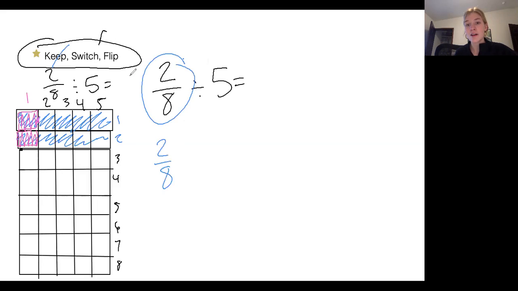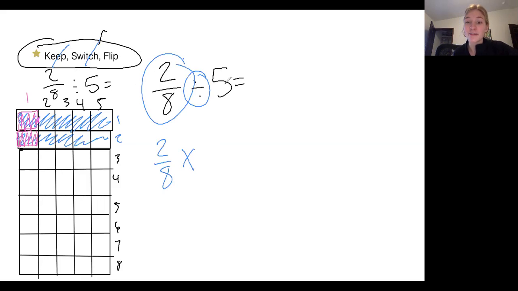All right, now I need to switch something. Well, what's next? I've got my division symbol. I need to switch that. So what's the opposite of division? Multiplication. I'm going to turn that into a multiplication symbol.